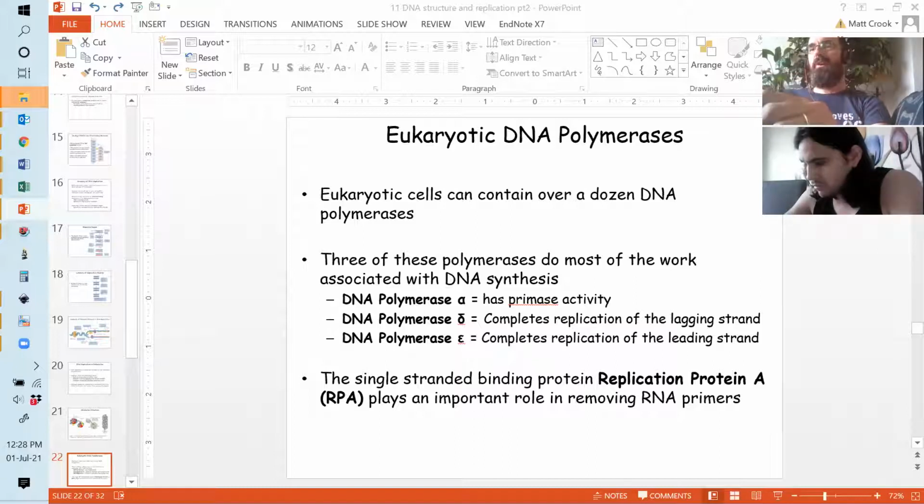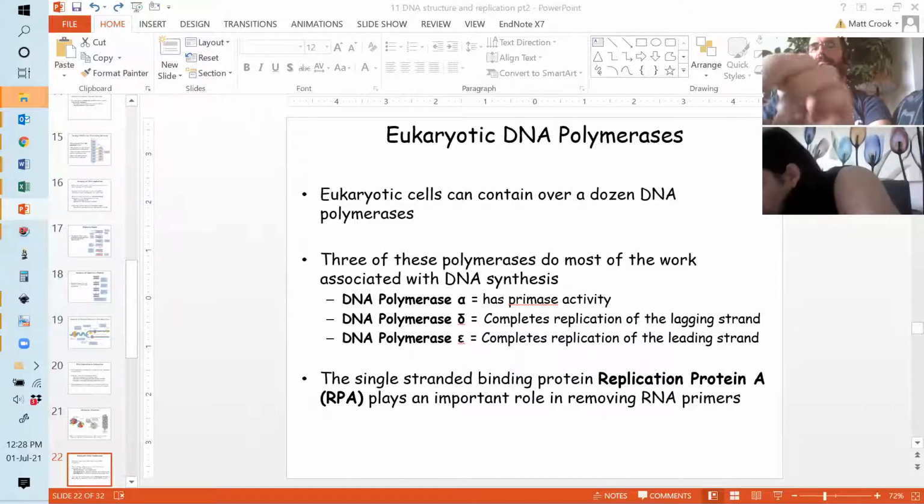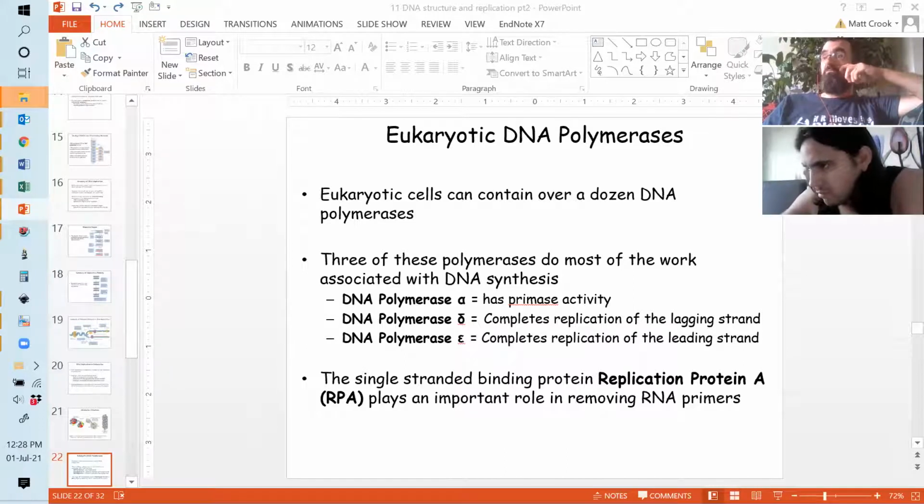In eukaryotes, you have one DNA pol that starts, which is alpha. And it has primase activity, but I think it does only about 200 base pairs of DNA. And then essentially it falls off. It's like, screw this for a game of soldiers, I'm off down the pub, or whatever DNA polymerase alpha would say.